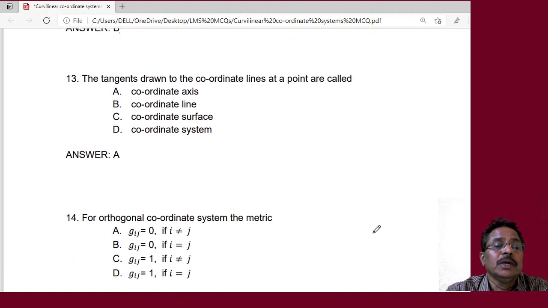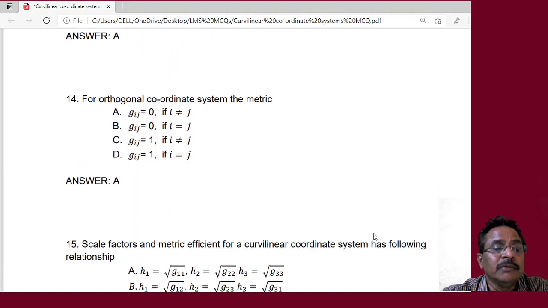Question number 13. The tangents drawn to the coordinate lines at a point are called coordinate axis, coordinate lines, coordinate surfaces, and D is the coordinate system. From our definitions, it is very easy to answer this question. The tangents drawn to the coordinate lines at a point are called coordinate axis. So for question number 13, A is the correct answer.